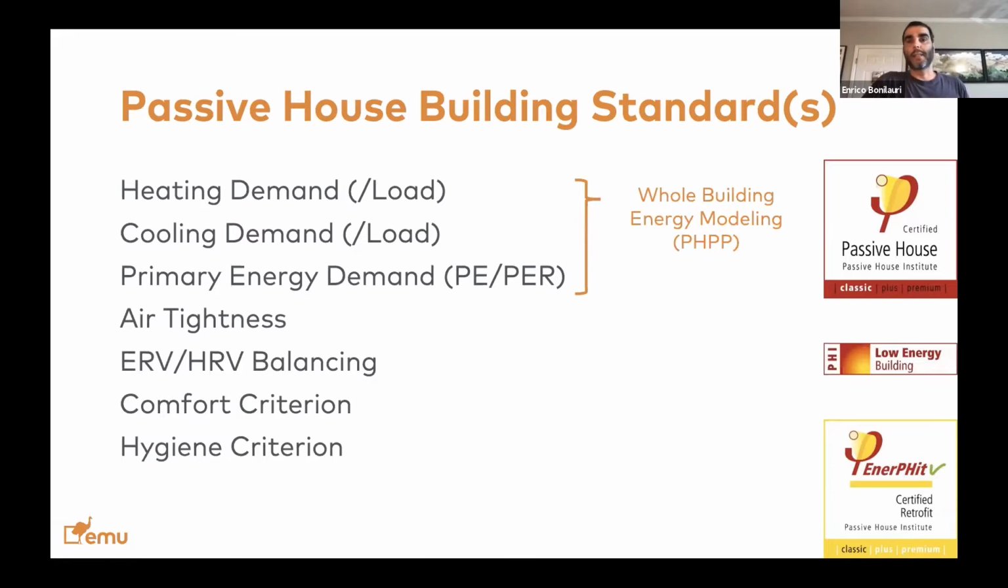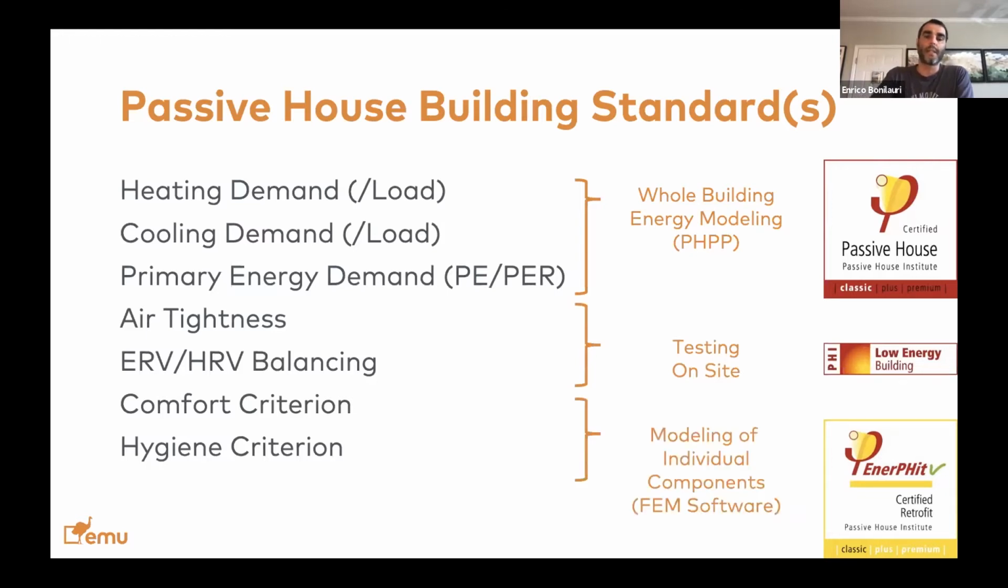So the first three are assessed by the whole building energy model executed in PHPP. You can get there also via modeling in SketchUp or in Revit or ArchiCAD via different plugins, which we're going to cover later. But at the end of the day, the whole building model is executed in PHPP. Testing is done on site on the actual building, and that is the air tightness as well as the balancing of the system. Whereas the two criteria at the bottom are modeled for individual components of the building envelope, typically via finite element software, that is, THERM and bridge models.